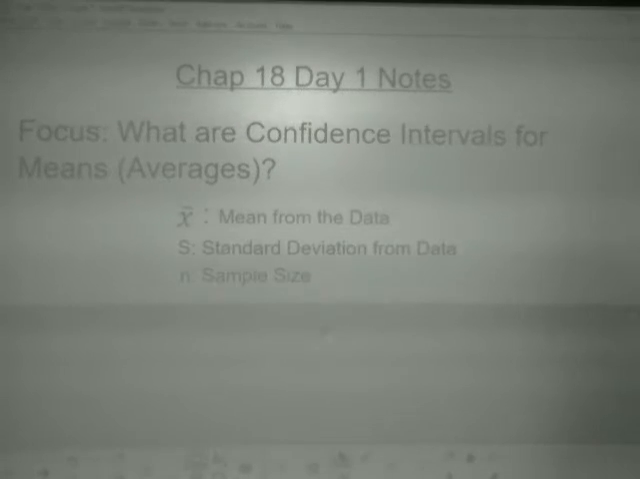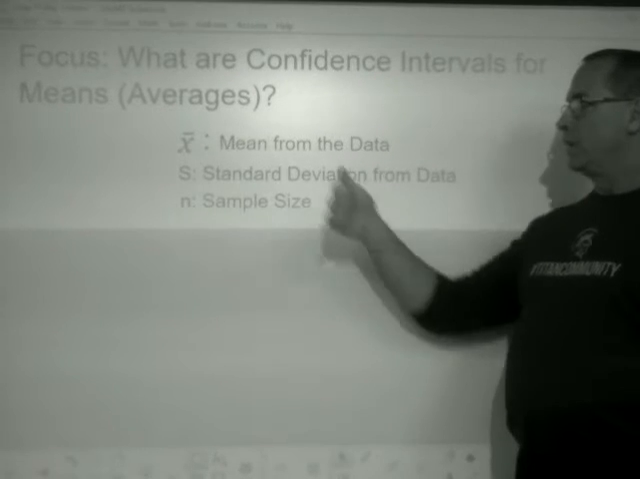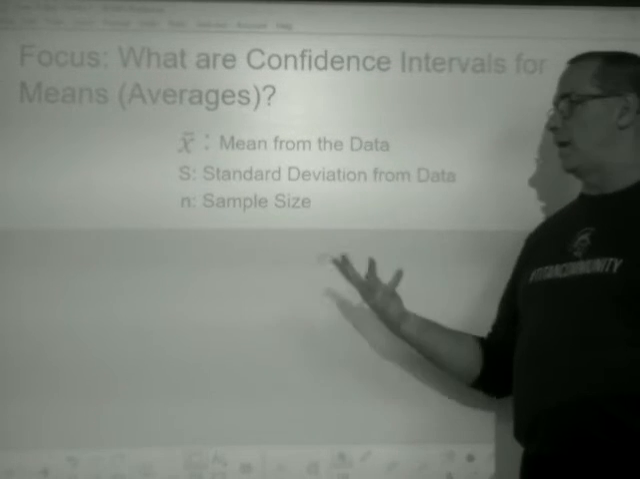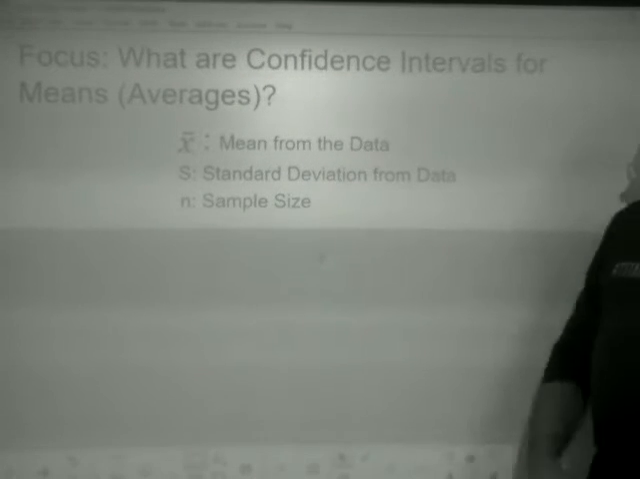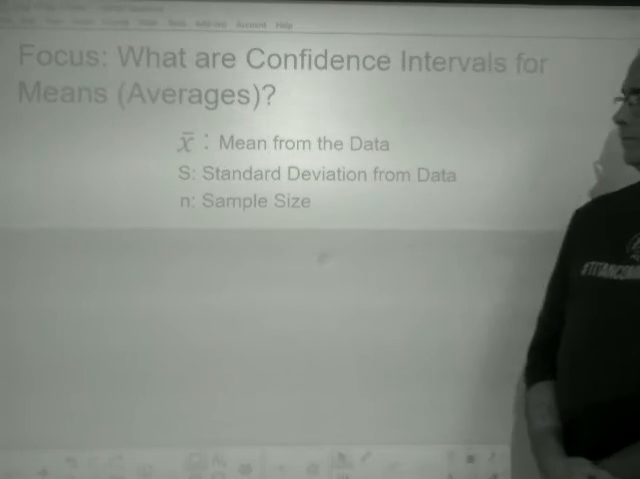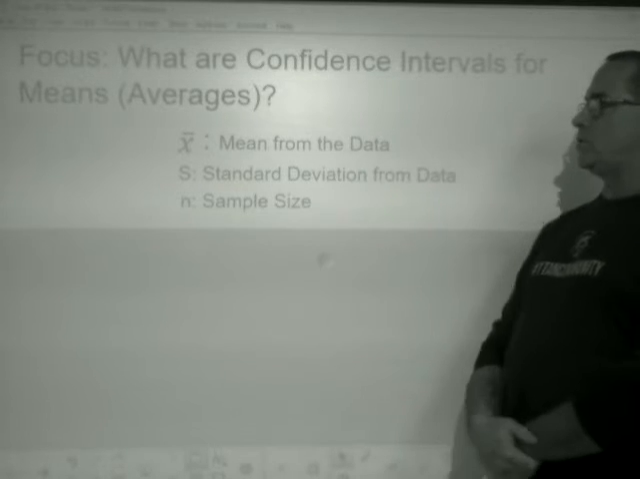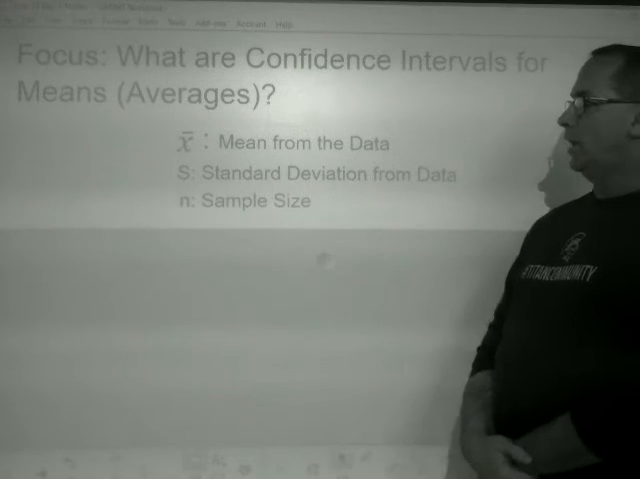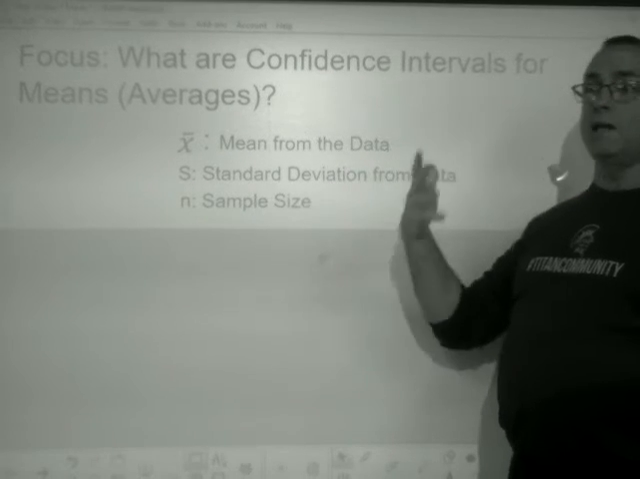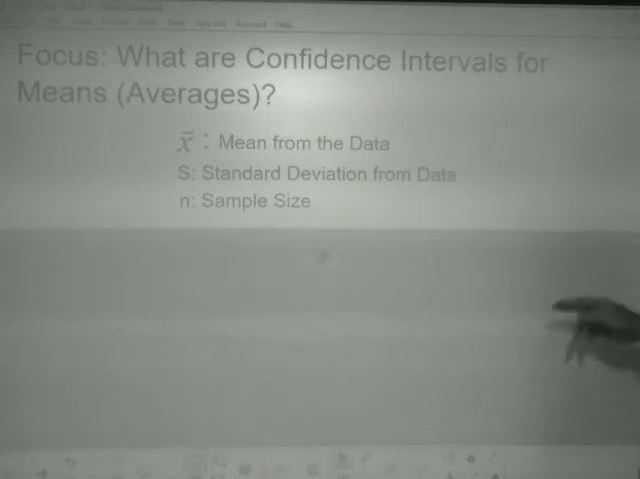So, some important notation that we need to understand. X with the bar over the top, we call that X bar, and that is the mean that we get from our data set. S is the standard deviation from the data, and sometimes you'll see it with a little X right next to it. And N is our sample size. Those three things we have to know in order to calculate a confidence interval. Usually they're given to us in the question, or they give us data and we have to let the calculator calculate those pieces of information.